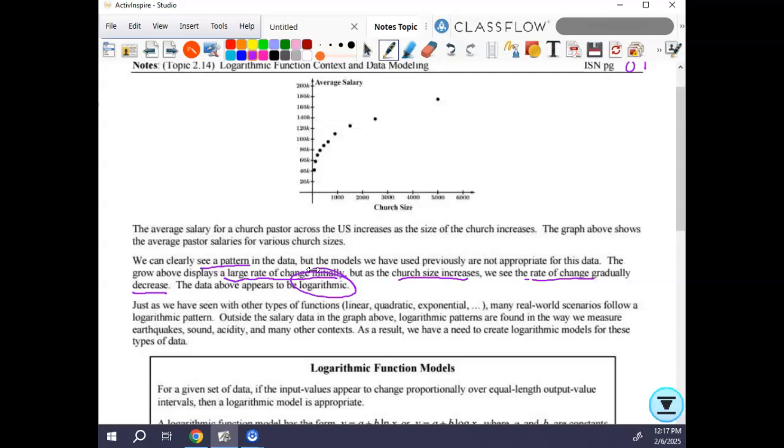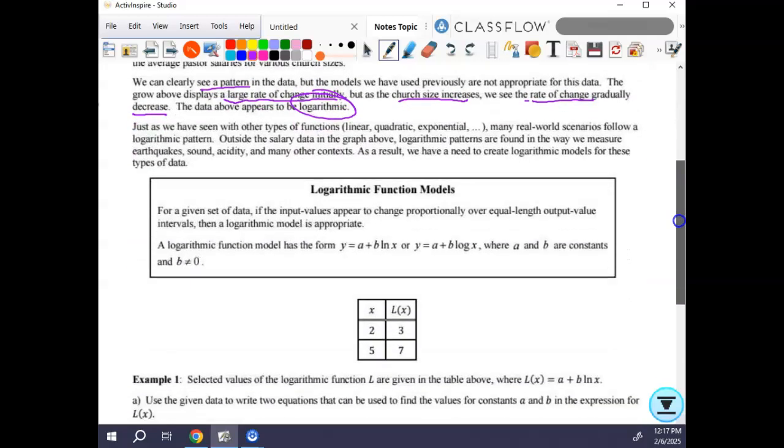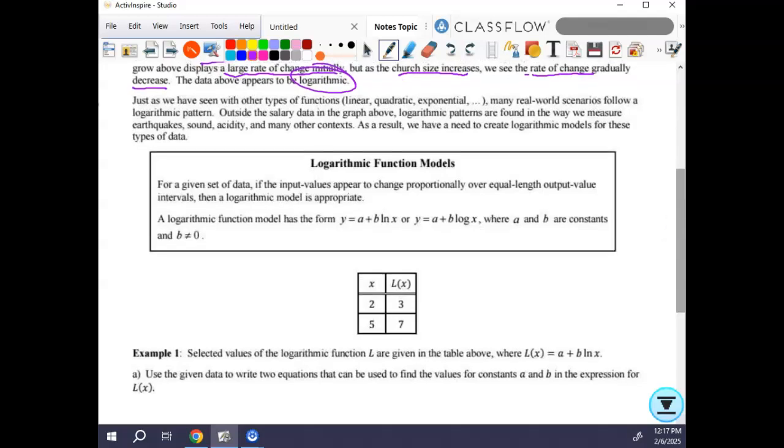Just as we've seen with other types of functions, again, linear, quadratic, and exponential, many real-world scenarios follow a logarithmic pattern. That's why we focus on these, because there's a ton of functions we could talk about, but these are a lot of our real-world examples. Outside the salary, logarithmic patterns are found in the way we measure earthquakes, sound, acidity, and many other contexts. So as a result, we need a way to do the regression, right?